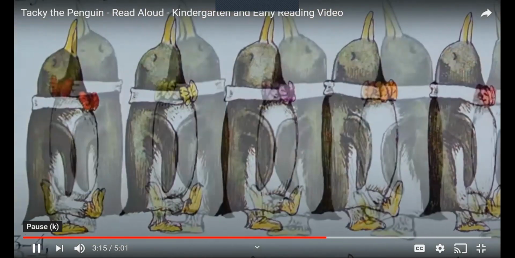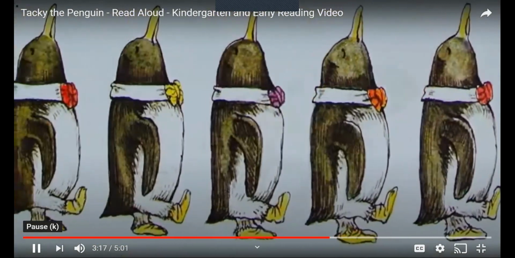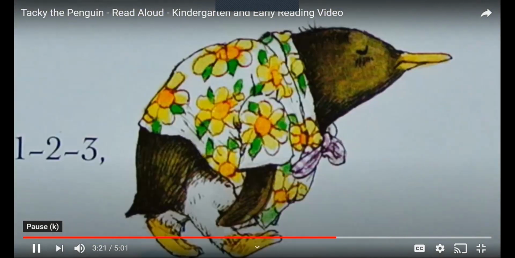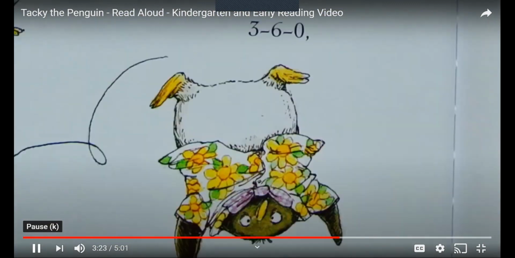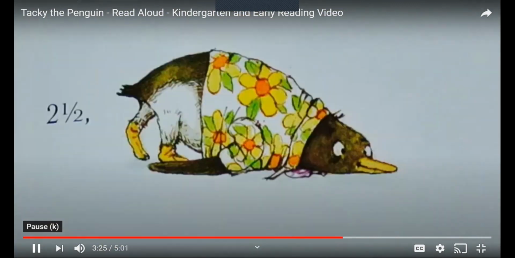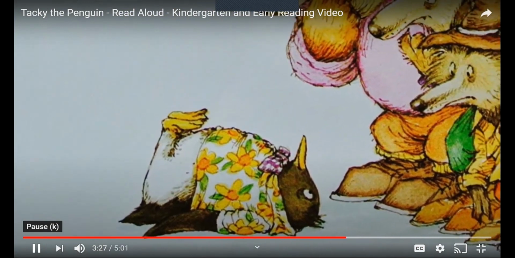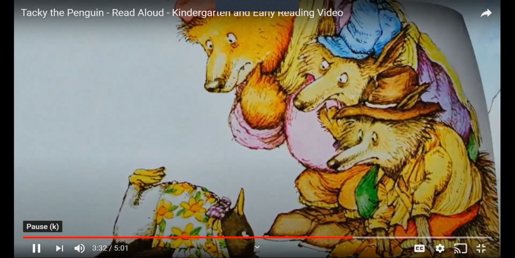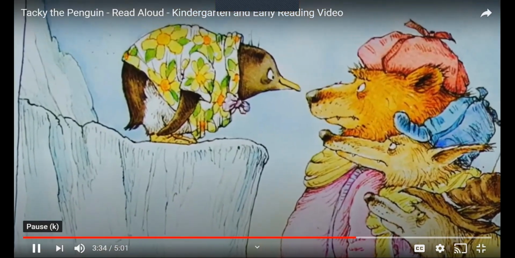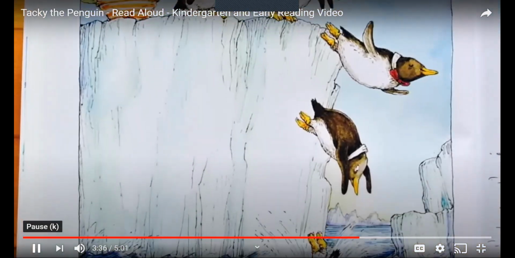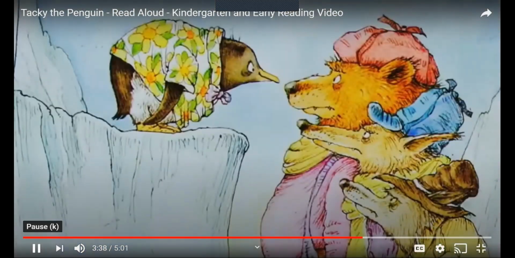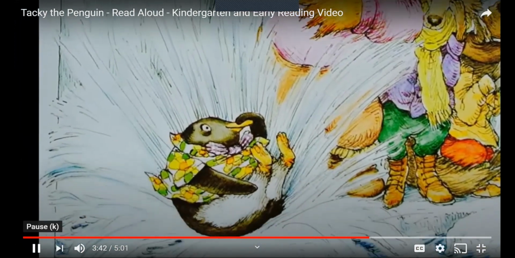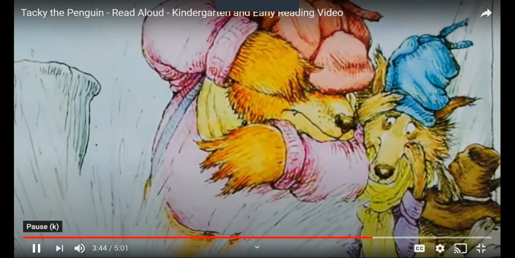Do you mean those birds that march neatly in a row? And he marched. 1, 2, 3, 4, 2, 3, 6, 0, 2.5, 0. The hunters looked puzzled. Do you mean those birds that dive so gracefully? Tacky asked. And he did a splashy cannonball. The hunters looked wet.